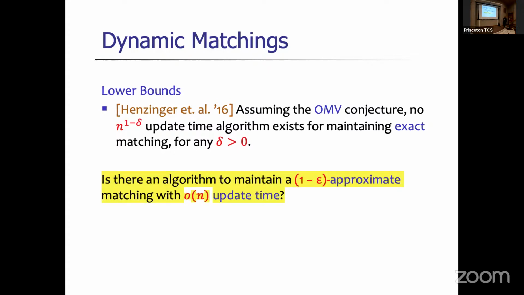So here is a question which this state of affairs naturally highlights. Is there an algorithm that allows you to maintain a 1 minus epsilon approximate matching for some very small epsilon with an update time which is small o of n? Ideally, again, we would like to beat n here by some polynomial factor, but even the small o of n update time question is okay.